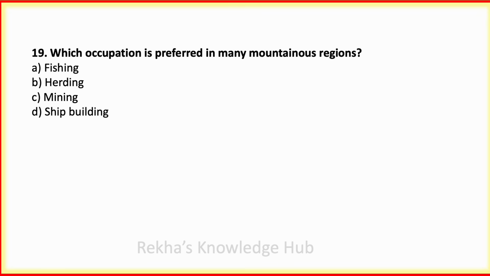Which occupation is preferred in many mountainous regions? Options are fishing, herding, mining, shipbuilding. In many mountainous regions of the world, herding is a preferred occupation over agriculture. So here correct answer is herding.